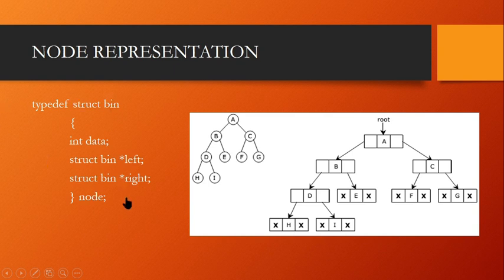And let's see the structure. I am mentioning something called type definition struct bin, and inside the definition part I am mentioning the data, struct bin left and struct bin right. We have three partitions. I am mentioning all the three partitions over here, and for this structure I am giving a node. We have already learned this structure, it's not new. The only thing which you find new over here is type definition.